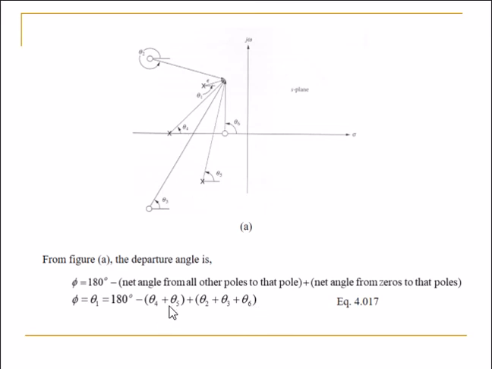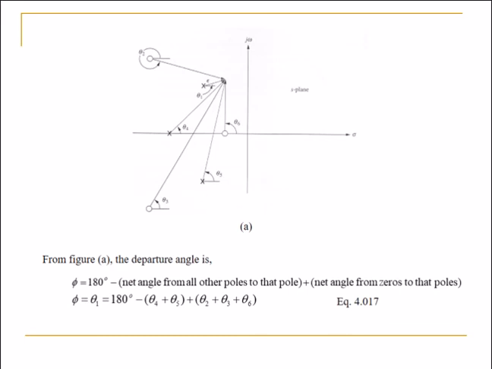We look here at theta 4 plus theta 5. This is our theta 4 and this is our theta 5. So theta 4 and theta 5 are the net angle from all poles to that pole. This is our pole, poles to pole, and poles to pole. And then the net angle from zeros to that pole. Our zeros are here: zero, zero, and also zero. Zero to pole, zero to pole, and zero to that pole.